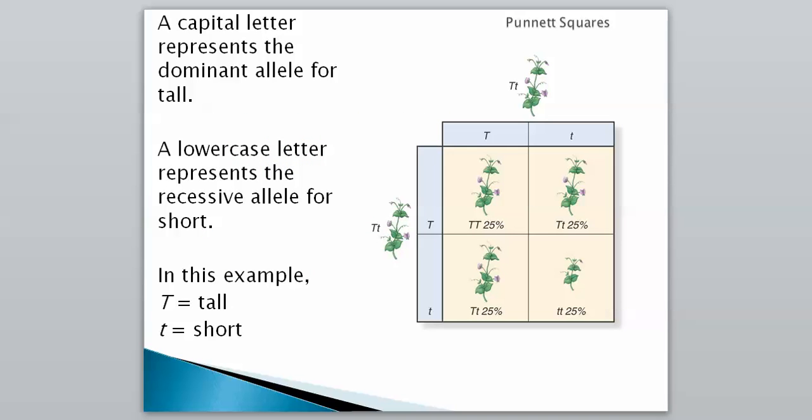So we're going to take a look at an example of what a Punnett square will look like, and some general rules when we write a Punnett square. A capital letter will represent our dominant allele for a trait, and in this case it is tall, so we're going to use a big T for tall, and a lowercase letter represents the recessive allele for short, so we have little t for short. We're not using T and S. We always use a capital letter for the dominant trait and the lowercase letter for the recessive trait. So that's our first rule here.